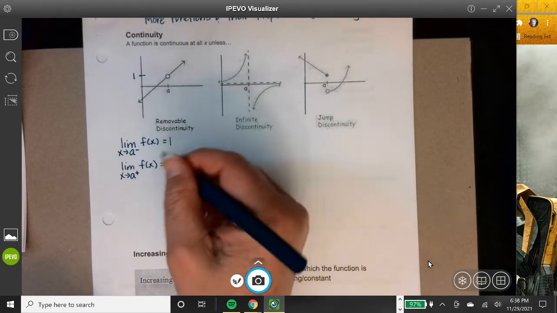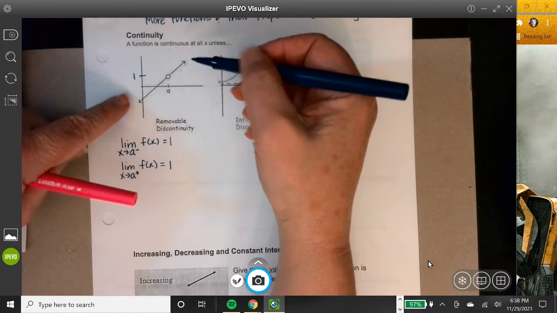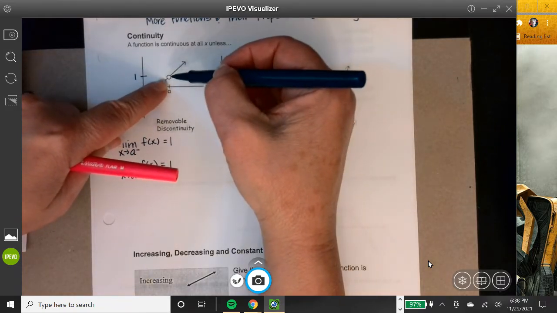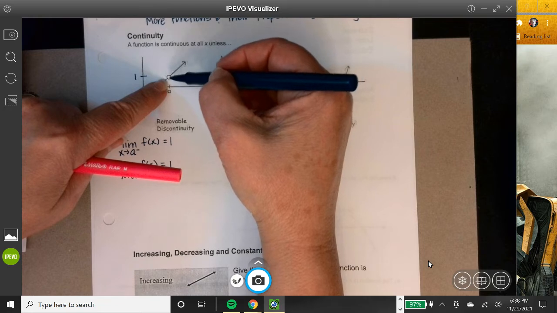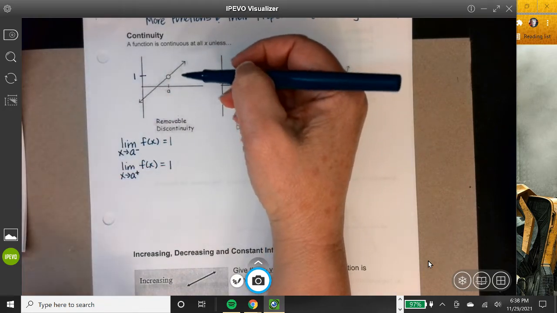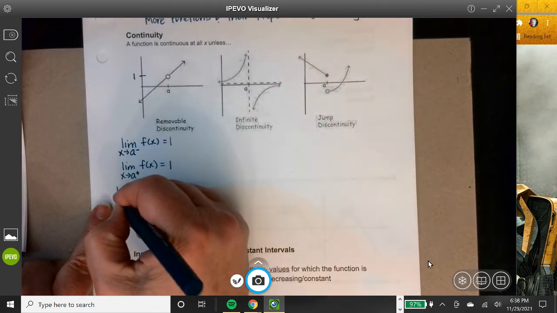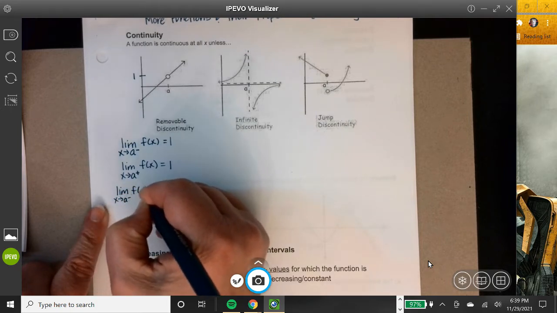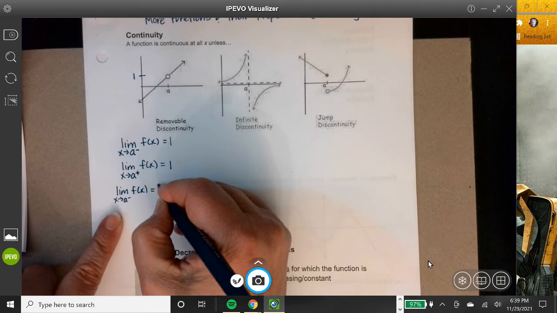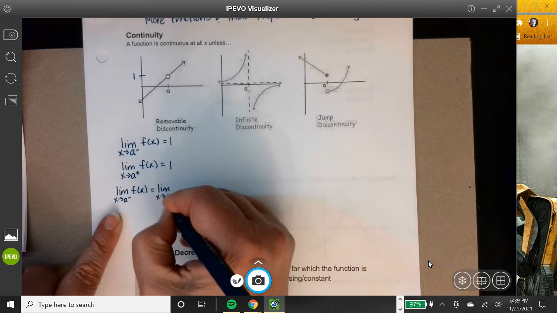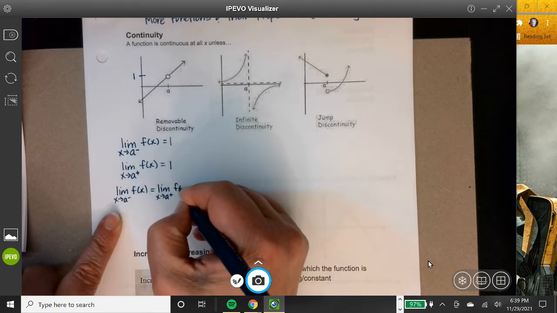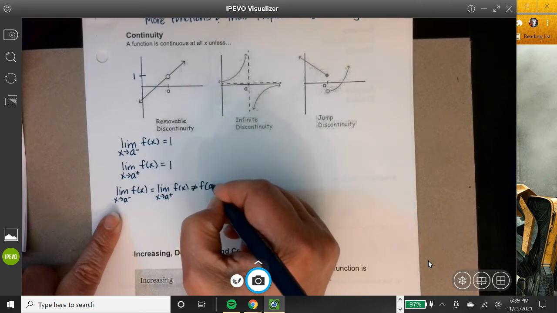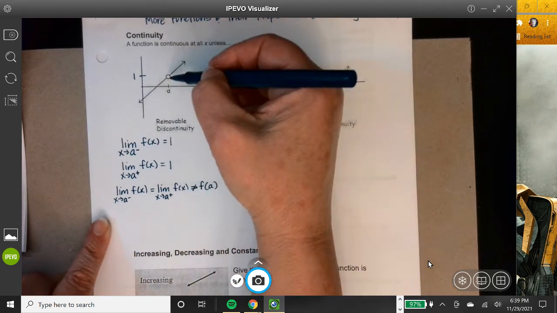What's nice about a removable discontinuity is that the limit from the left equals the limit from the right, but I have a break in my domain because I have an open dot here. So how would we write that? Well, we would say that the limit as x approaches a from the left of f of x is equal to the limit as x approaches a from the right of f of x, but it's not equal to f of a, meaning I don't have a dot plugging that hole.